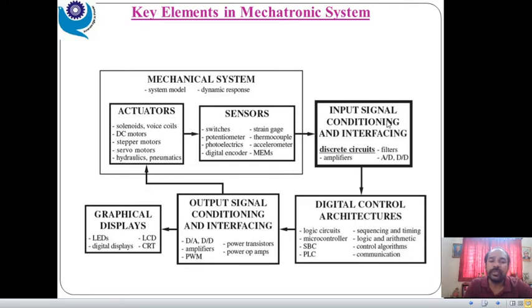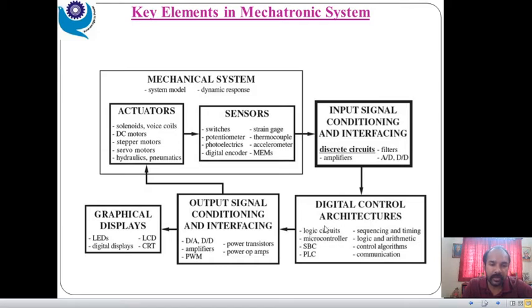The sensor's output is not in a conditioned form, so to make it proper, and to give sufficient voltage to the microprocessor or microcontroller, we have to use input signal conditioning, that is a voltage amplifier using BJT transistor, FET, MOSFET, or an IC amplifier, that is the 741 op-amp. Based on that, we give the output to the control element, that is the microcontroller or microprocessor.